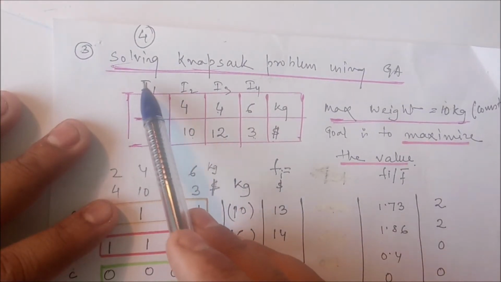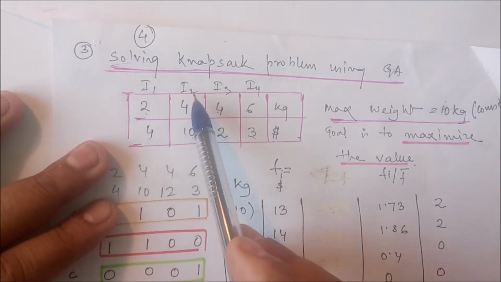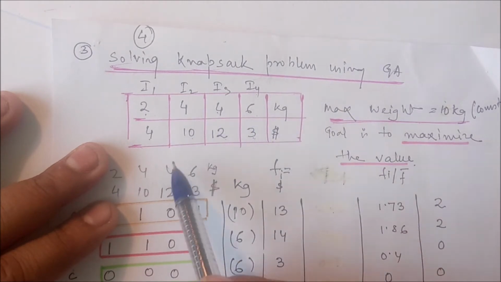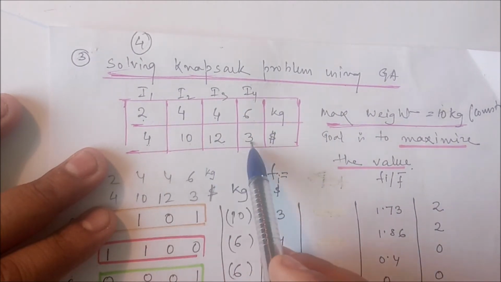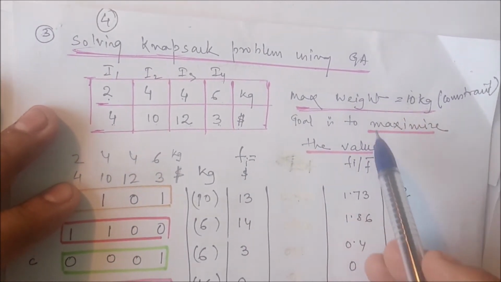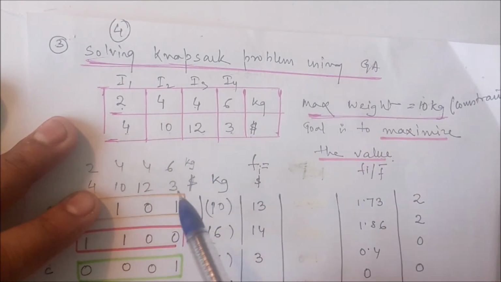Here we see solving the knapsack problem using genetic algorithm. Let 4 items be there: I1, I2, I3 and I4. The weights are 2, 4, 4, 6 kilograms, and the values are 4, 10, 12, 3 dollars. Maximum weight it can carry is 10 kilograms. Our objective is to maximize the value.